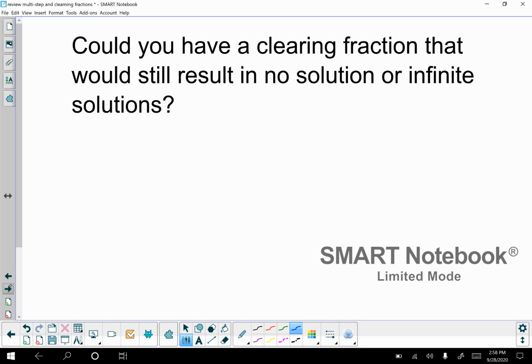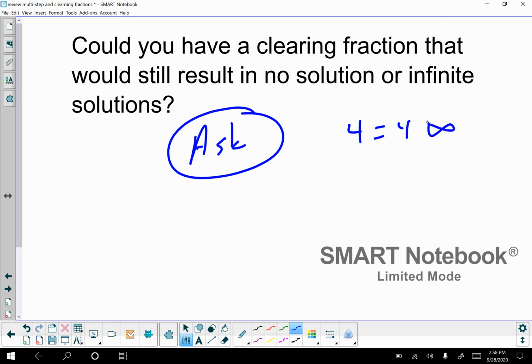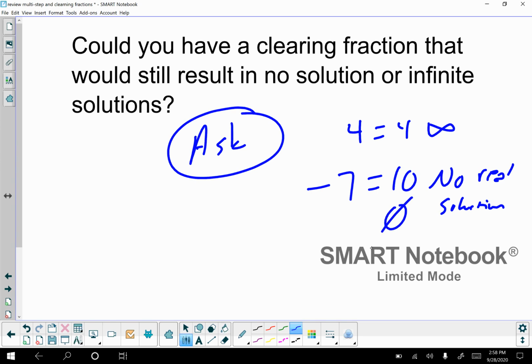Could you have a clearing fraction that would still result in no solution or infinite solutions? Yeah, so let's ask about this. We can make this happen in class. It's definitely possible that when we solve a problem, even when clearing the fractions, we could wind up with 4 equals 4 being infinite solutions, or we could have negative 7 is equal to 10, which is no solution, or no real solution, or we could use the term empty set.